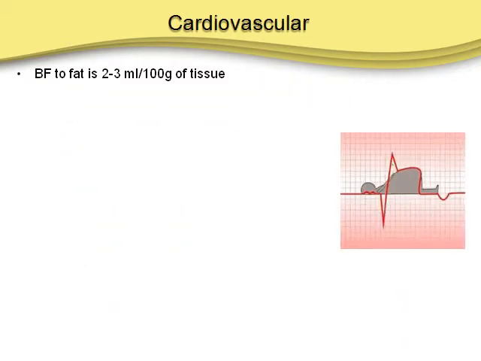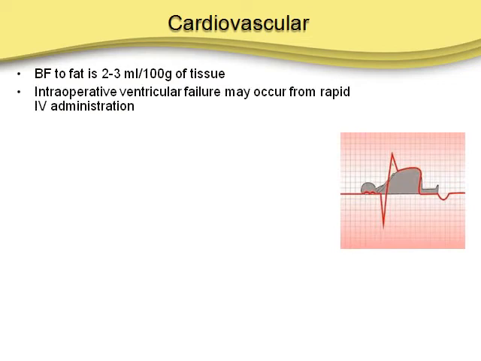Blood flow to fat is 2 to 3 mL per 100 grams of tissue. An excess of fat requires an increase in cardiac output to parallel an increase in oxygen consumption. This leads to a systemic arteriovenous oxygen difference that remains normal or slightly above normal. Intraoperative ventricular failure may occur from rapid intravenous fluid administration, indicating left ventricular diastolic dysfunction, the negative inotropy of anesthetic agents, or pulmonary hypertension precipitated by hypoxia or hypercapnia.